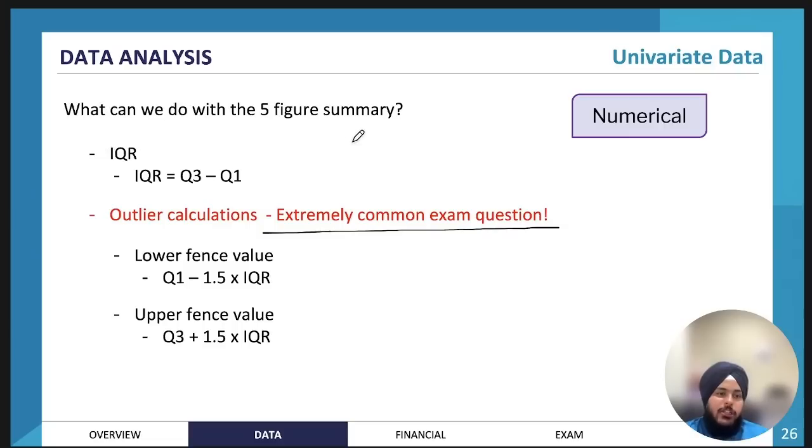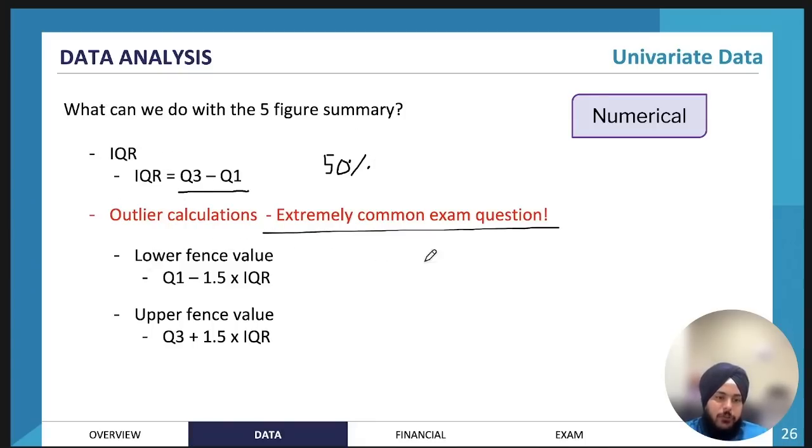The IQR literally just represents the interquartile range. It's just found by doing Q3 minus Q1. What it's essentially doing is finding the middle 50% of the data. So where does the middle 50% of the data lie, between what values? Q3 represents the upper quartile and Q1 represents the lower quartile. Therefore the IQR represents the middle 50% of the data values. And then from this, we can work out the lower fence value.